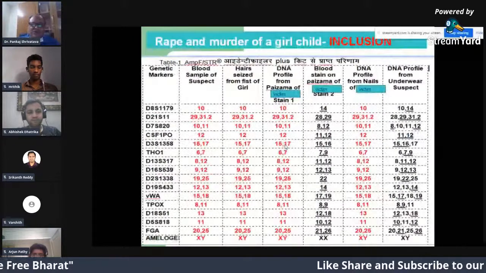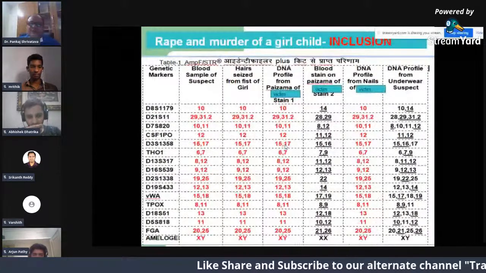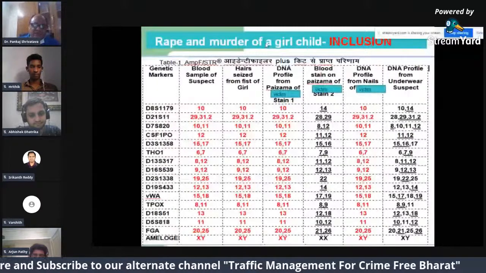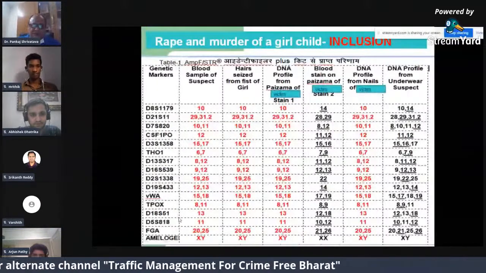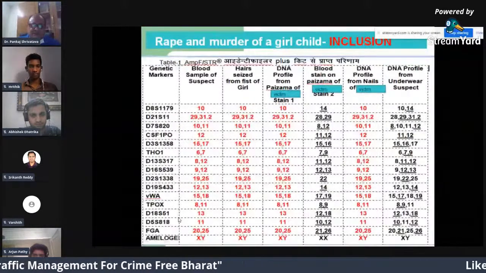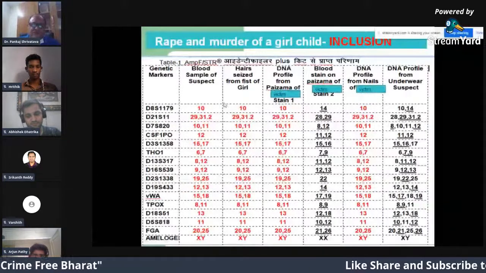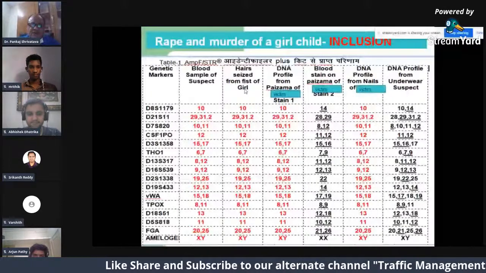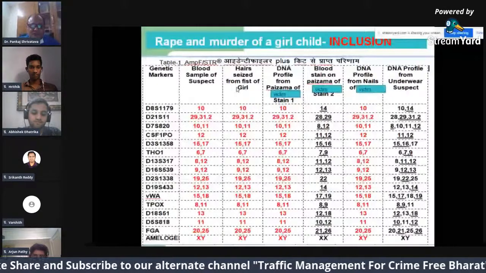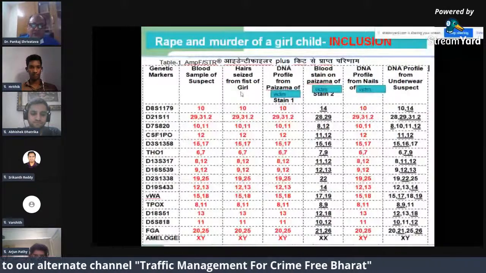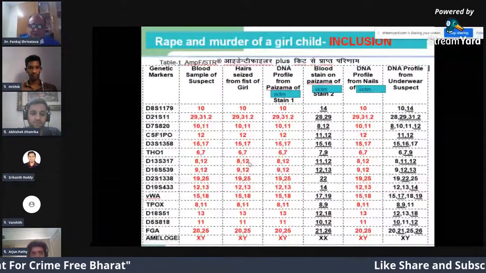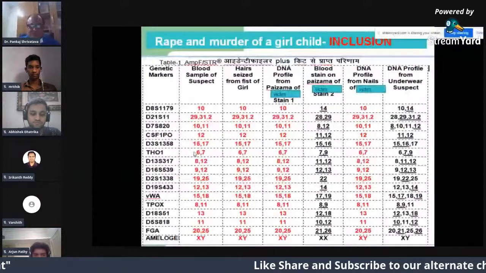Okay, now this is another case of rape and murder of a girl child, which is a case of inclusion. You can see over here the blood sample of suspect, DNA profile generated from blood sample of suspect, hair seeds from fist of girl. That girl was found dead. And in the fist of girl, some hairs were there. Now these hairs gave a profile of this male. So this was a complete match.